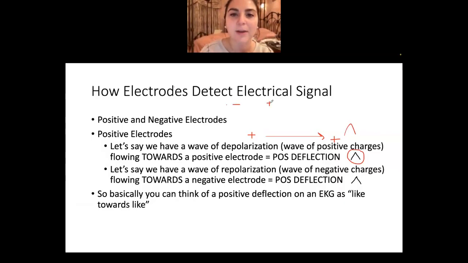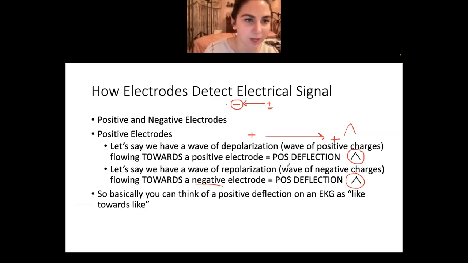If you have a negative go towards a negative, remember I said these limb leads have one negative end and one positive end, so let's say we have repolarization, which you can think of as making the cell more negative. We have negative going towards negative, like from here to here. That's also going to look like a positive deflection. So I always think of a positive deflection as going towards like. This only gets tricky because a lot of the times there's not really a negative electrode they'll mention. It's just anchoring, I guess, because the positive electrode is the one actually detecting what's going on. So a lot of the times they'll say repolarization is these negative charges moving away from a positive electrode.